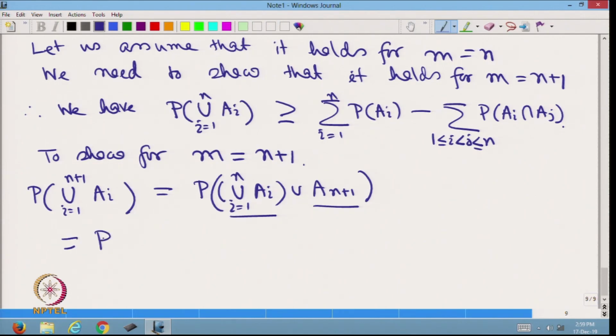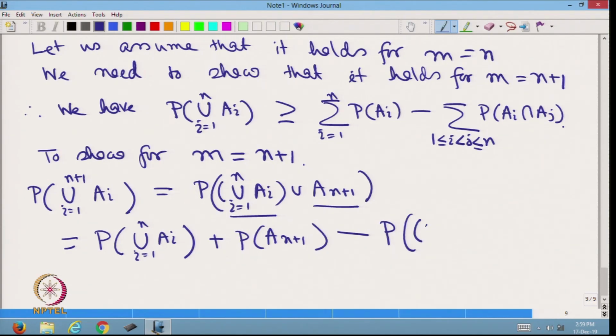Therefore, this is equal to probability of union over i is equal to 1 to n of Ai plus probability of A(n+1) minus probability of union over i is equal to 1 to n of Ai intersected with A(n+1), because this is one event, this is another event. Therefore, this equality comes. Now, let us consider what is probability of union over Ai.